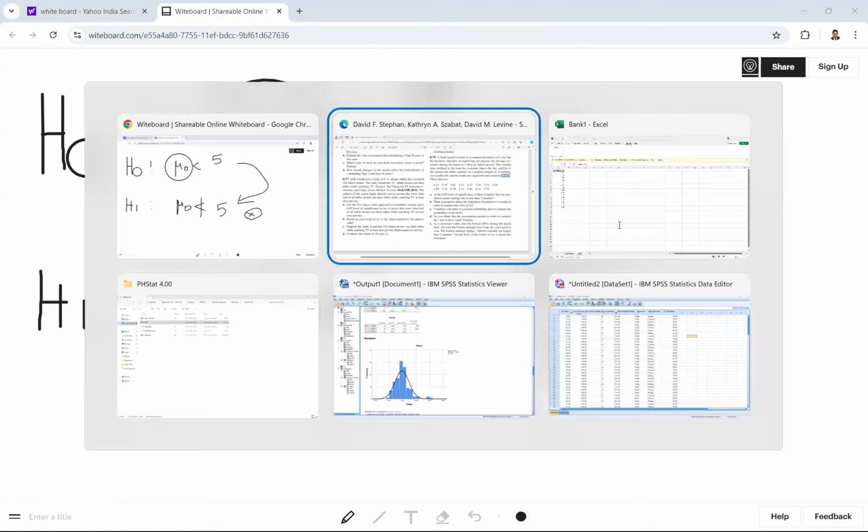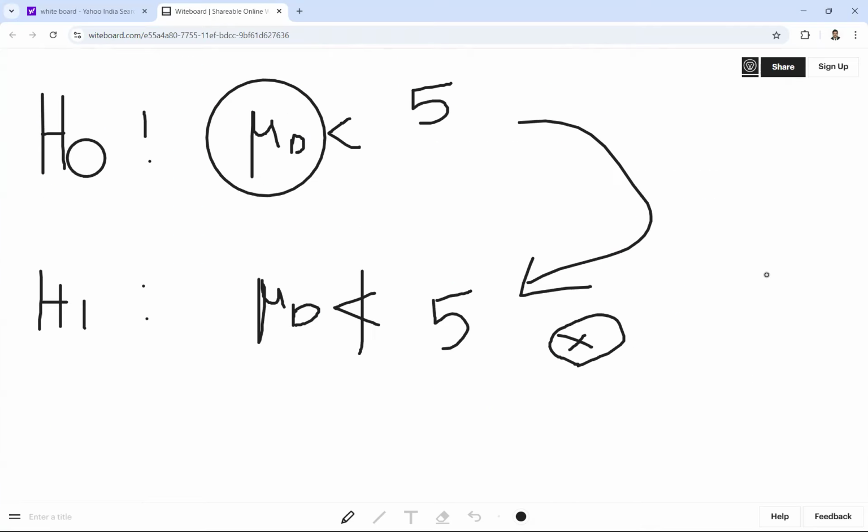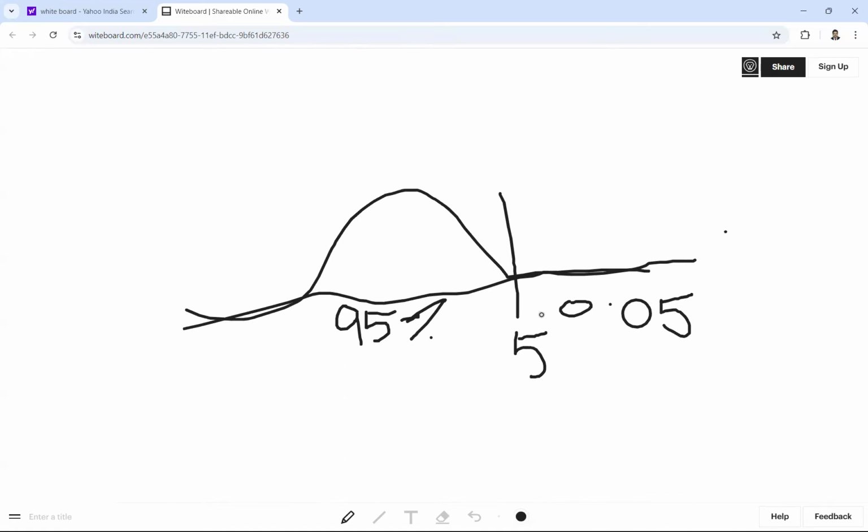That is my assumption. See the question, everyone read the question once again. At the 0.05 level of significance, is there evidence that the population mean waiting time is less than 5 minutes? I am assuming that it is less than 5. This is my assumption. The alternate is that it is not less than 5. Since it is less than 5, my graph is upper tail, because the level of significance of 5% is here and 95% is here. I'm assuming that 95% is less.